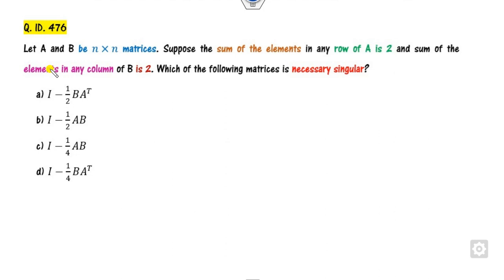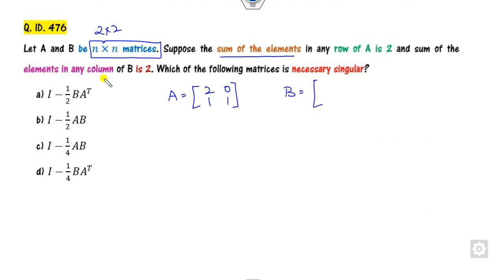Okay, so A and B are n cross n matrices. Again, n is not given to you, so I consider 2 cross 2, such that the sum of the elements in each row of A is 1. So I can simply consider this here. B has its column sums as 1, so I can simply take here. What are the eigenvalues of this? 2 and 1. Eigenvalues of this B are 2 and 1. Clearly A transpose is B, B transpose is A.